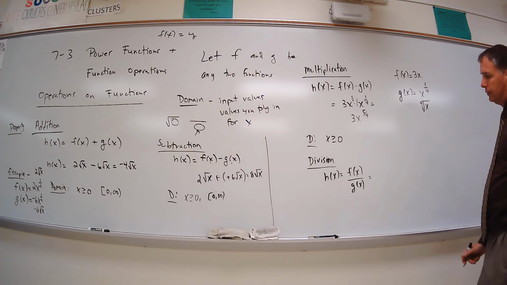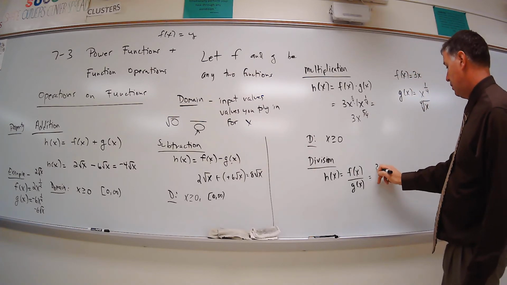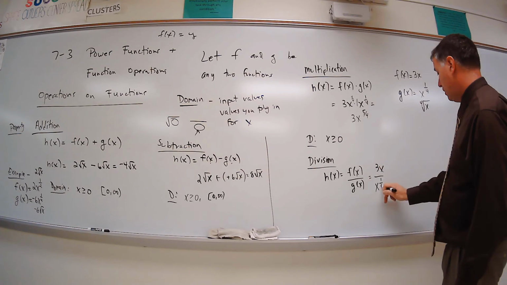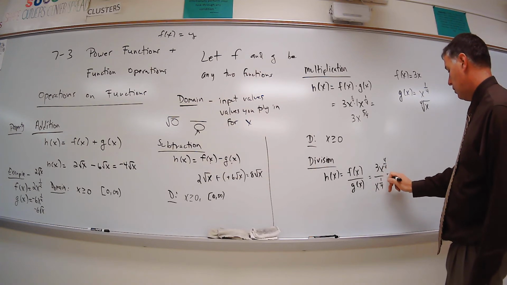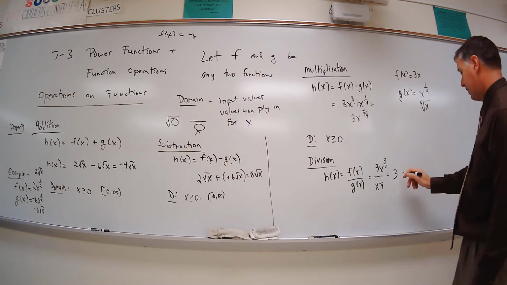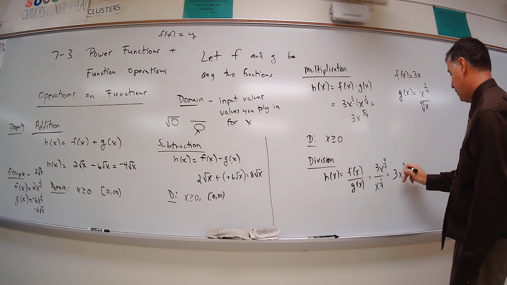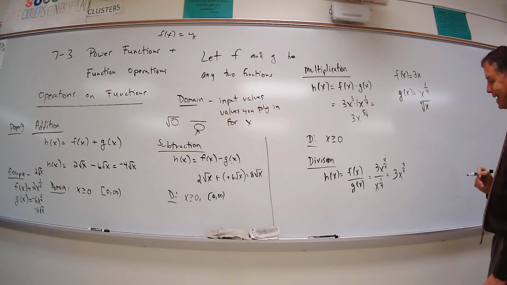All right? Division. F of x goes in the top, 3x. G of x goes in the bottom, x to the 1/4. Now, again, I'm going to make this 4 over 4. So 3 divided by 1 is going to be 3. X to the 4/4 divided by x to the 1/4. I subtract my exponents. I get x to the 3/4. And again, we have to consider our domain for this.